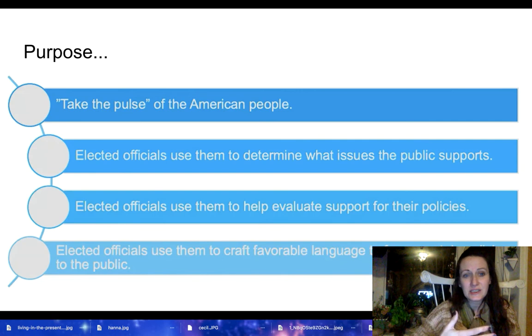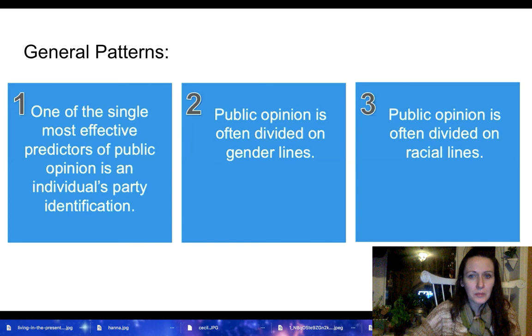Okay, the purpose, right? Why do these exist? To take the pulse. How are people feeling? Elected officials use them to just figure out what should they be doing right then, right? How do they evaluate their support from their people? And how do they word things, right? Based on what the people like or dislike. And they find 3 different patterns. Once again, this is literally just a screenshot from the AP video, right?